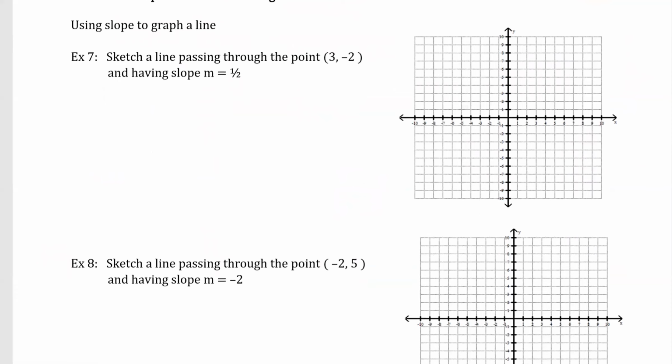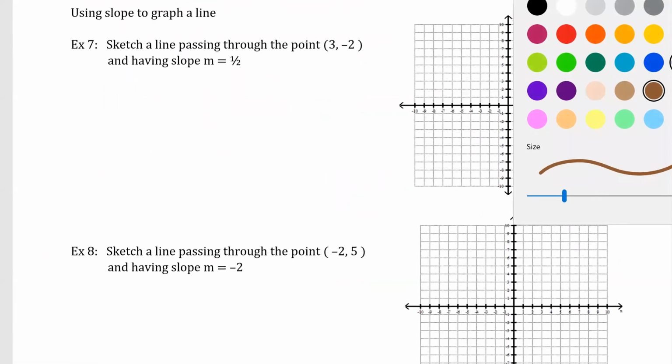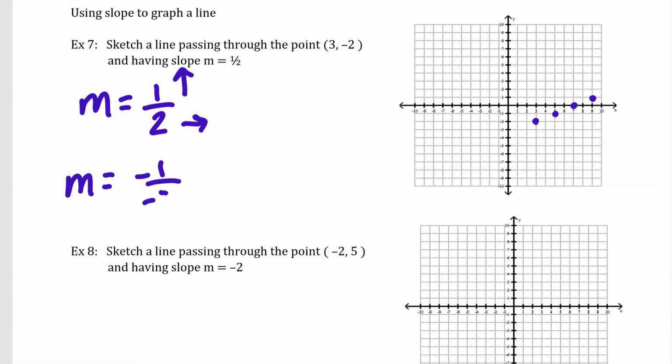Example 7, sketch a line passing through the point (3, -2), having a slope of 1/2. So the first thing we need to do is plot the point (3, -2). A slope of 1/2 means rise 1, run 2. So if I go up 1 over 2, we should also understand that a negative divided by a negative is a positive. So we can also go down 1, left 2.